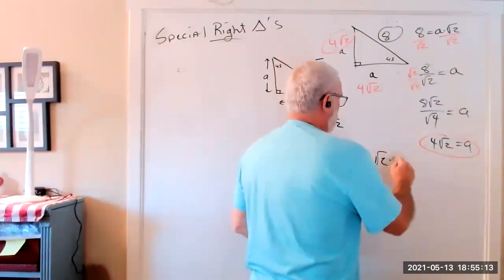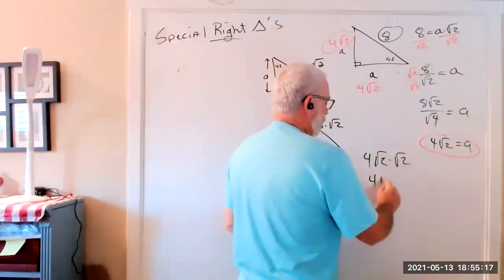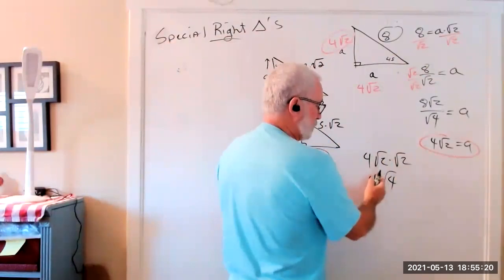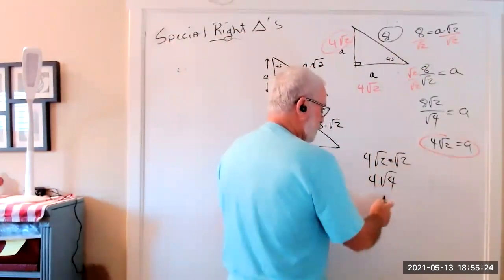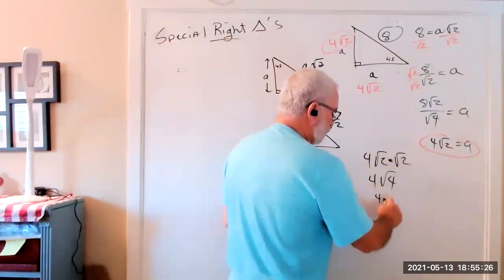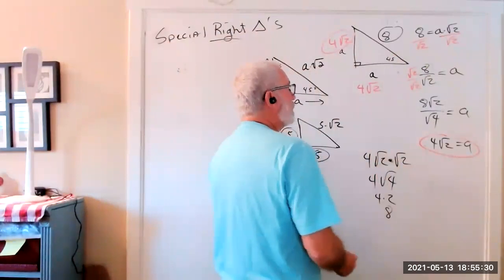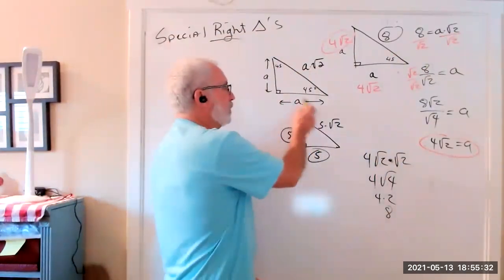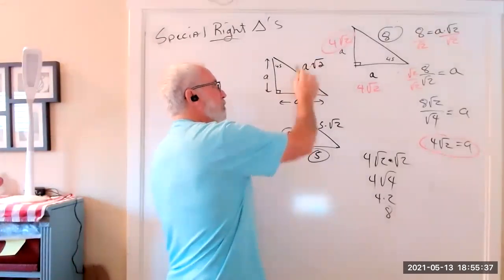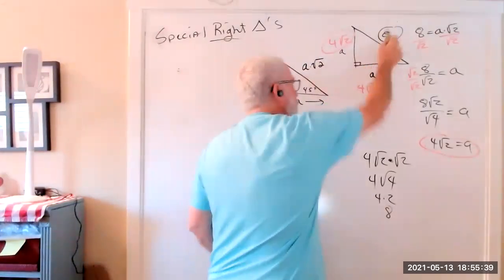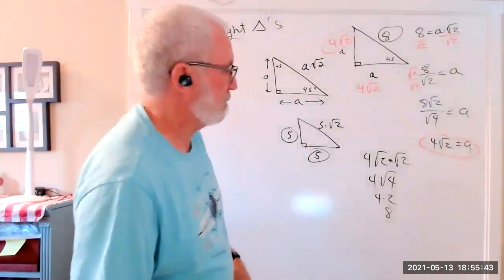4 radical 2 times radical 2 becomes 4 radical 4. Remember, because when you multiply with radicals, you go inside. But square root of 4 is 2, so this is 4 times 2, so this is 8. I see it now. So if this was 4 radical 2 and you multiplied it by radical 2, it would become 8, which is what that says. Okay, I see it now.